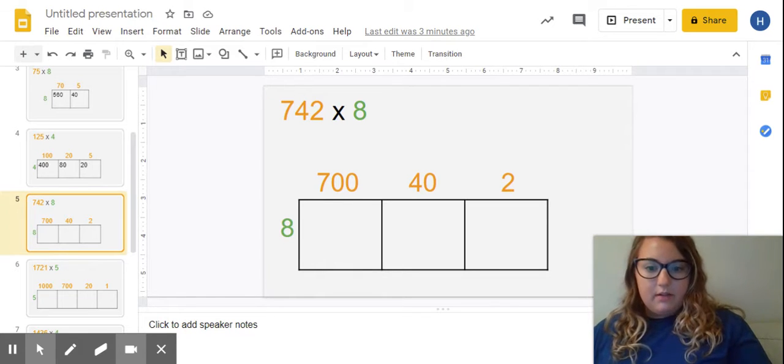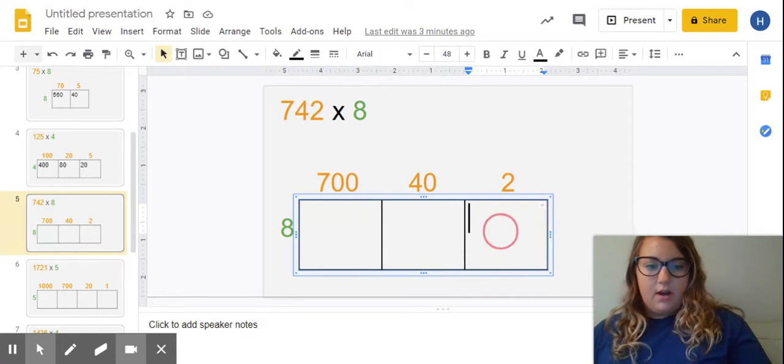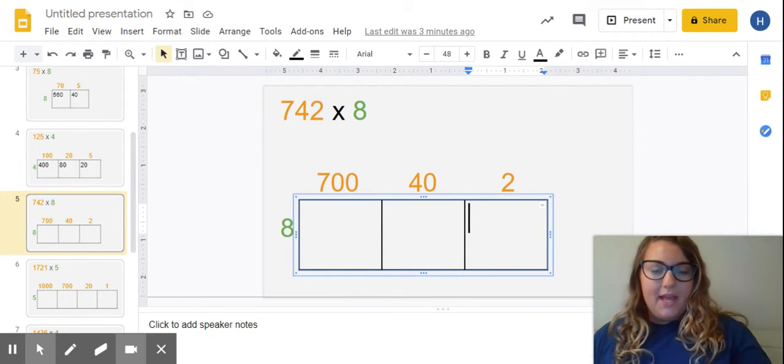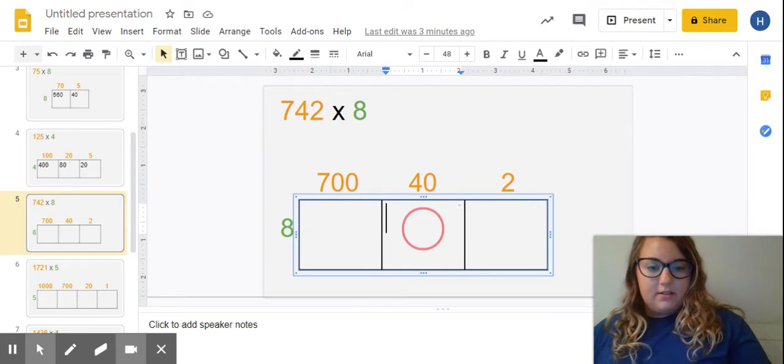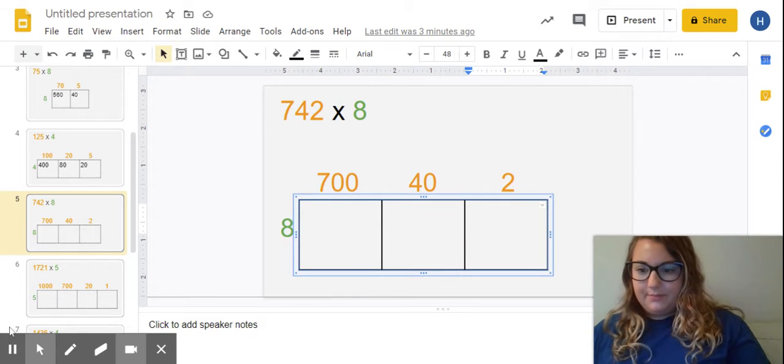So take a minute. I want you to think about what will go inside of each box. So we're multiplying 8 times 700, 8 times 40, and 8 times 2. So take a minute. A question will pop up, and I want you to tell me what will go inside of each box.